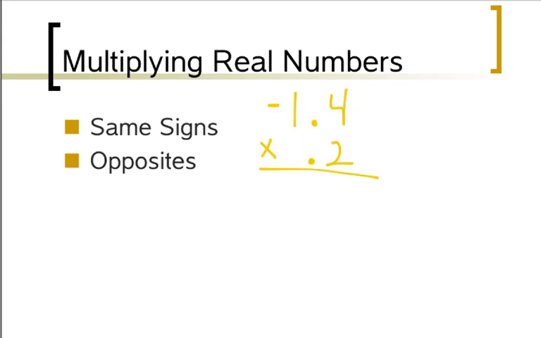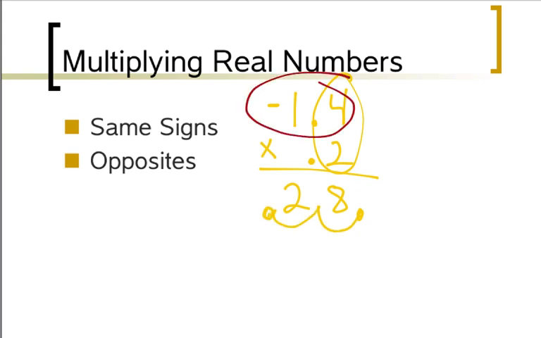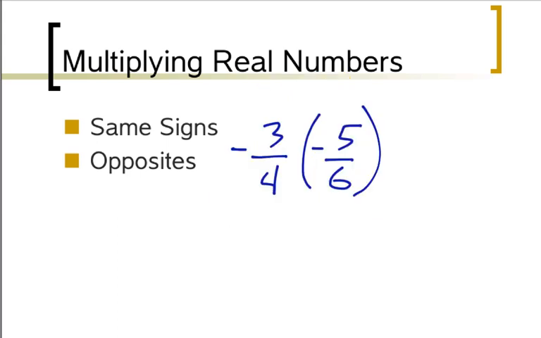So now let's see another multiplication problem. I've got negative 1.4 times 0.2. If I multiply the 2, I get 8, multiply and get 2, and then this time again I have 2 decimal places, so I move the decimal over 1, 2 places. But this time the top one was negative and the bottom one was positive, so the answer is going to be a negative 0.28.